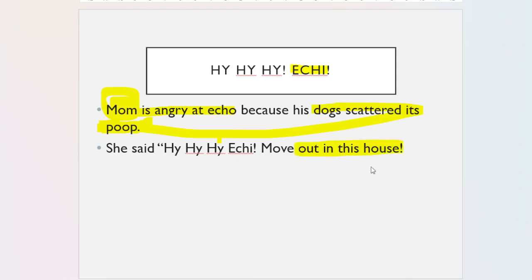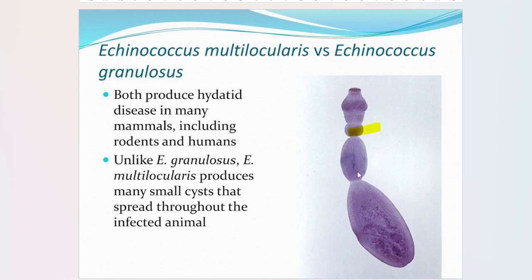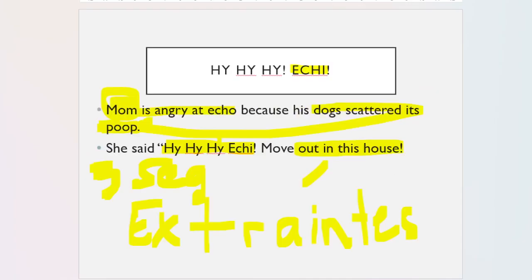Eh, ano naman yun kung pinalayas siya sa house? Because, di ba, extra-intestinal. So, pinalayas daw siya. Extra-intestinal. Sa labas ng intestine. And bakit kaya tatlo? Kasi galit na galit si mommy. Bakit tatlo? Kasi meron siyang tatlong segments lang. Tatlong segments. Si immature, mature, and si gravid. So, tatlo lang siya. Very simple. So, we have here immature, mature, and si gravid. So, I hope this story can help you remember.